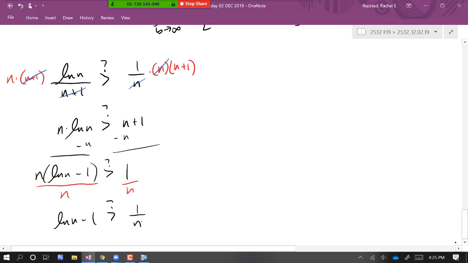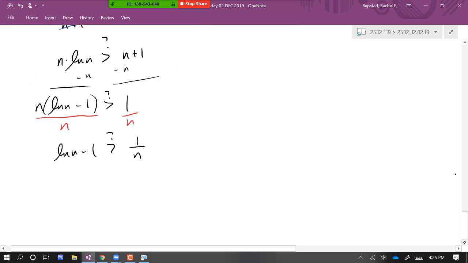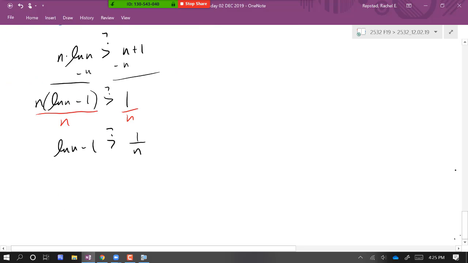Yeah, for n at least as big as 2, I think that is true. Because, like, ln n just keeps growing. So ln n minus 1 just keeps growing. The other side keeps getting smaller as n gets bigger. I feel pretty confident in saying that that's true.